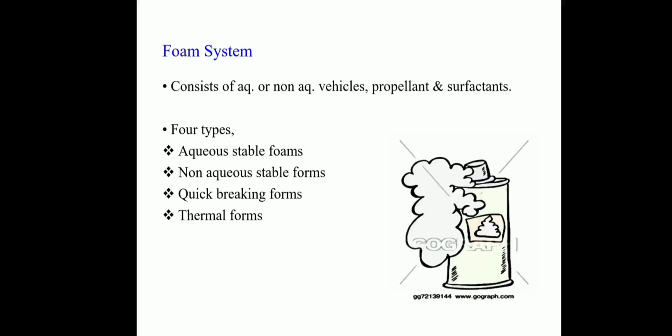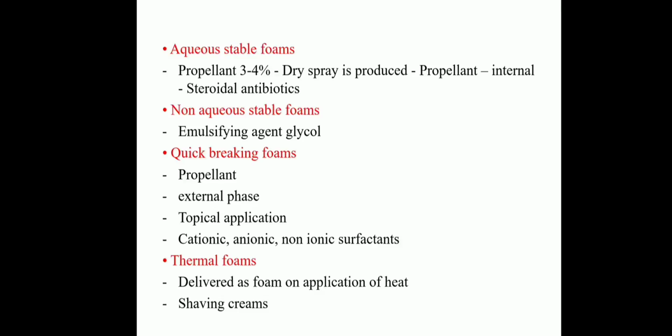Now let's understand the foam system. It consists of an aqueous and non-aqueous vehicle, propellant and surfactant, and it has four types. First is aqueous stable foam, then non-aqueous stable foam, quick breaking foam and thermal foam. In aqueous stable foam, we use propellant 3 to 4%. Dry spray is produced. Propellant is the interior phase.